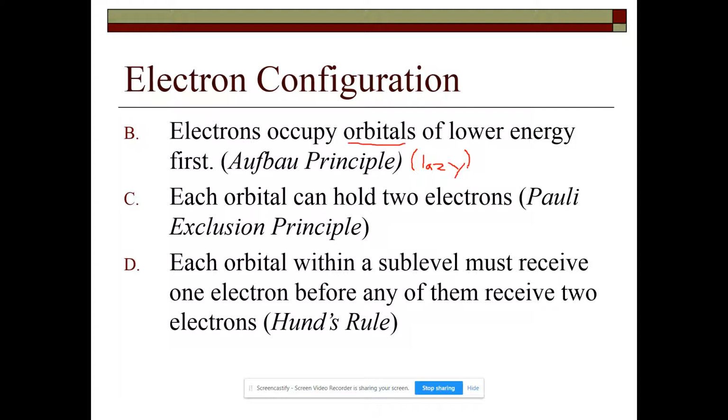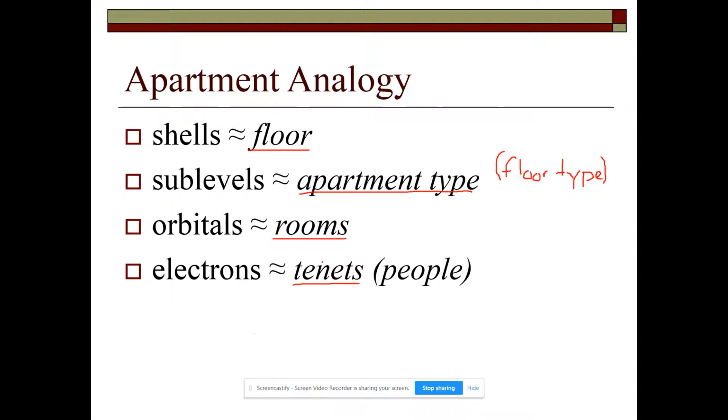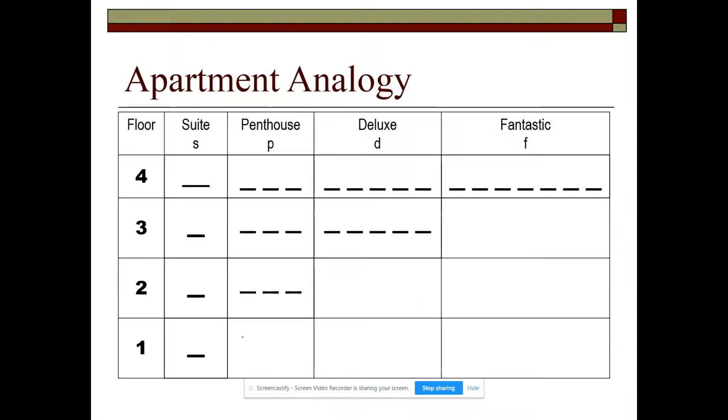The idea is they don't want to go upstairs if they don't have to. So they're going to go on the lowest floor available to them. So you fill up the orbitals on the bottom levels before you go up to the next level.